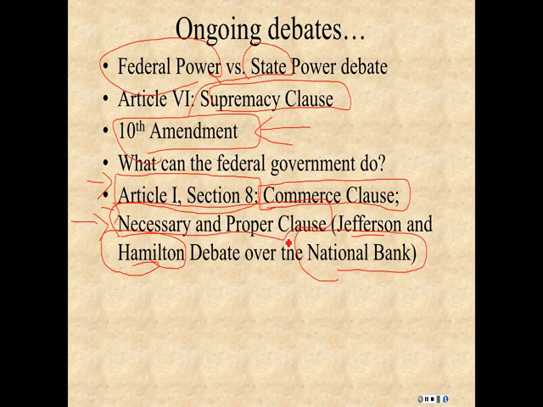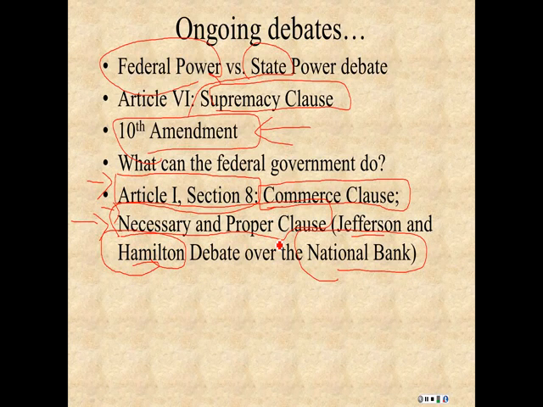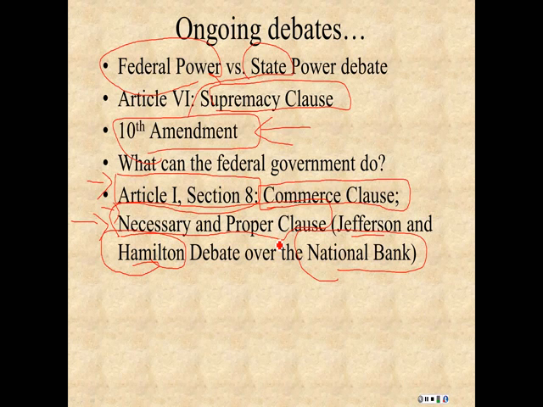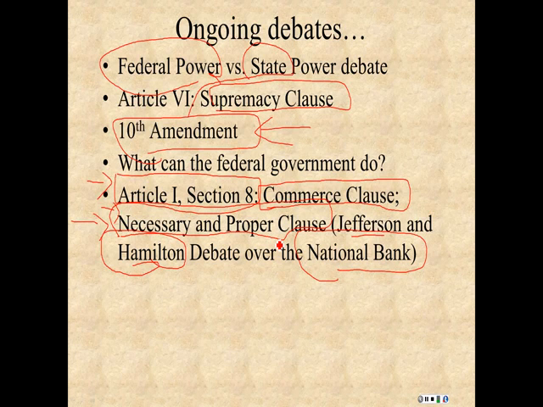Those powers include regulating commerce, and if such is the case, the bank can help that, and the bank is therefore constitutional. So this is just a good faith debate between two of our founding fathers over what the federal government can do. What are the powers? They're looking at the same document and interpreting it differently.